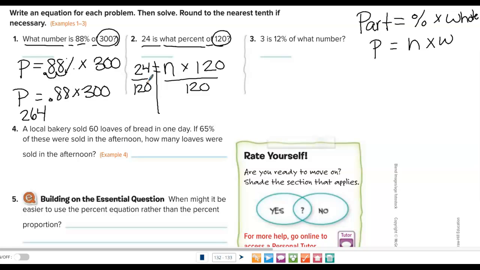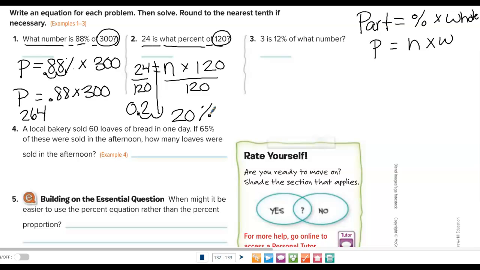If we use our calculators, 24 divided by 120 will give us the decimal 2/10. Since it is a percent, we need to change it into a percent, and we move our decimal to the right 2 places, 1, 2, and we get the answer 20%.